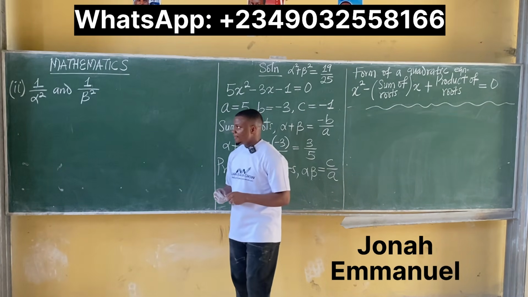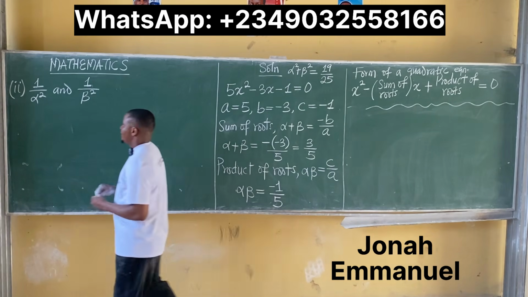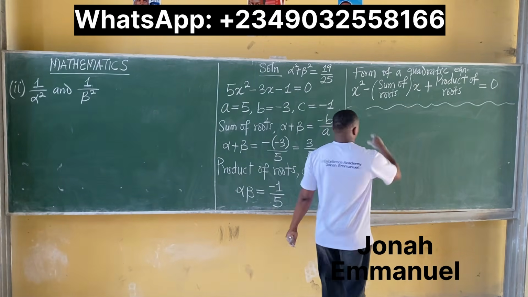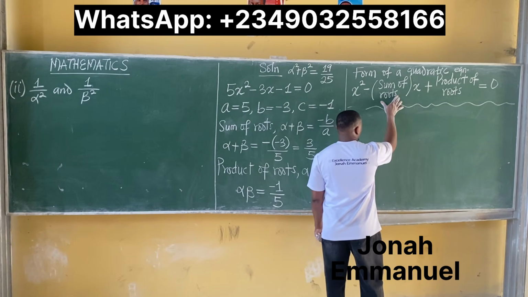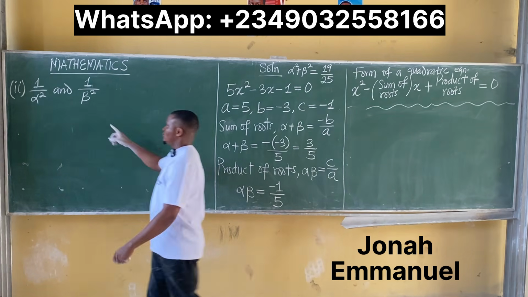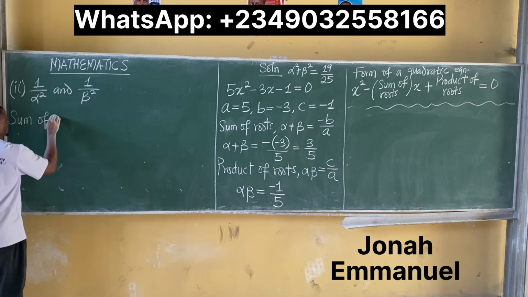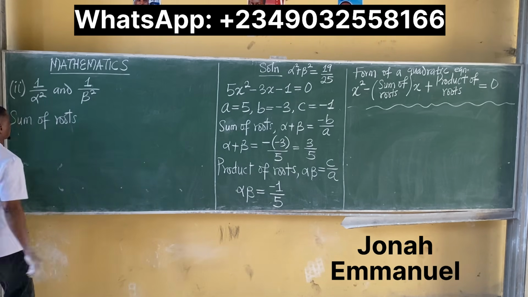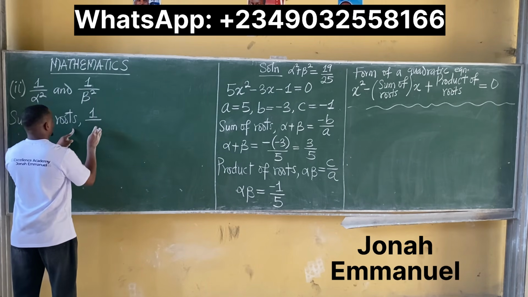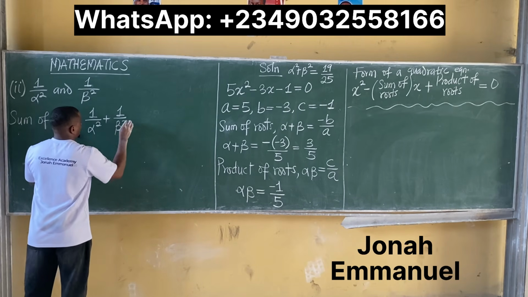All right, so let's look at part 2 there. Part 2 says 1 over alpha squared and 1 over beta squared. How do we solve this? First things first, as usual, for us to form an equation with these roots, we need x squared minus sum of roots x plus product of roots equal to 0. If these two are the roots, let's get the sum of roots. The sum of roots is 1 over alpha squared plus 1 over beta squared.